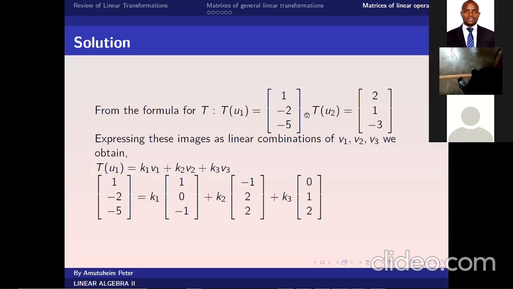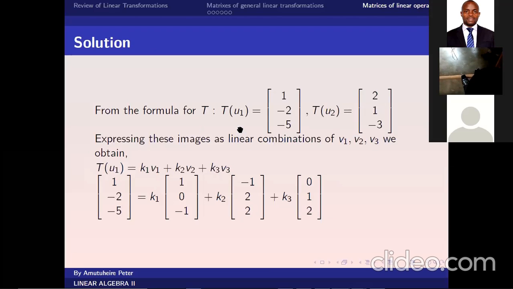So since this image is in W, it means that this image can be written as a linear combination of basis elements in R3. So the basis elements in R3 are V1, V2, and V3. So we write T of U1 as a linear combination, K1 V1 plus K2 V2 plus K3 V3. V1 is this, V2 is this, V3 is that. So we are interested in getting the values of K1, K2, and K3.